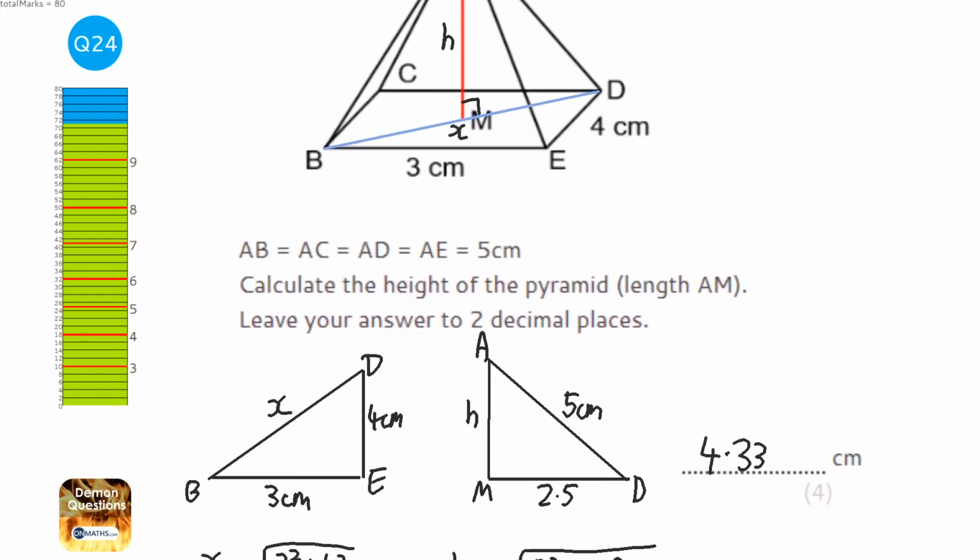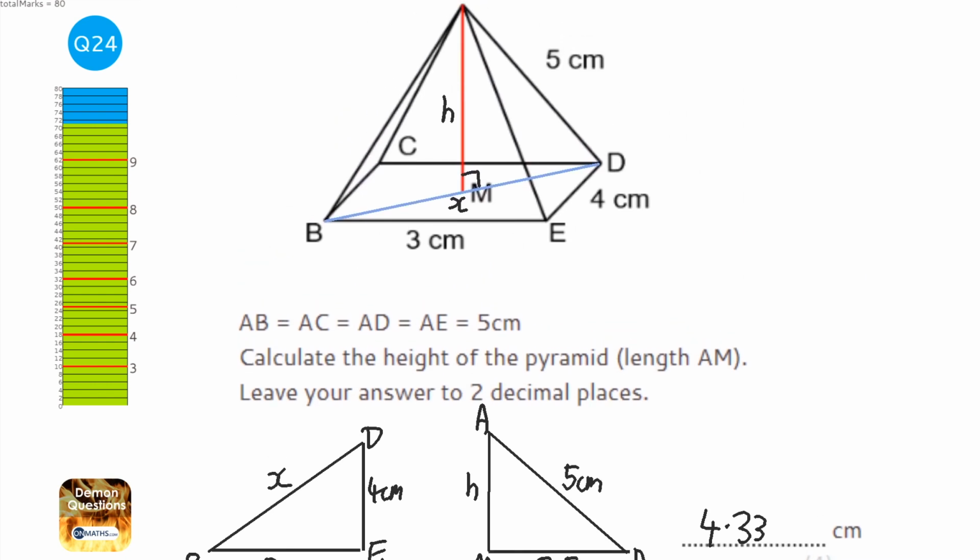And it's probably sensible to check that makes sense. Have a look at the numbers we've got in the question. Imagine a 3 by 4 by 5 rectangular based pyramid. Does that kind of make sense? And to me, yeah, that kind of makes sense. It's less than the 5 here, and since 5 is the hypotenuse on that triangle, it needs to be less than that. So yeah, it kind of makes sense.